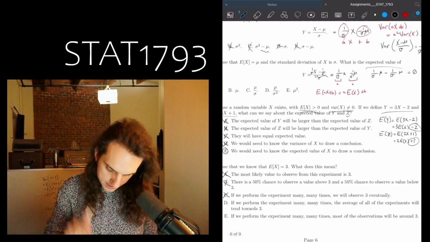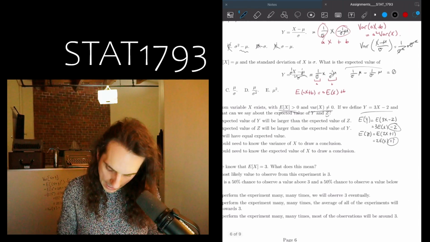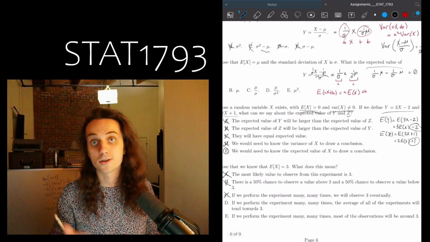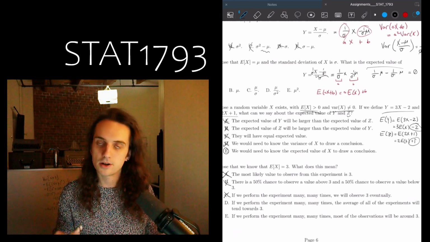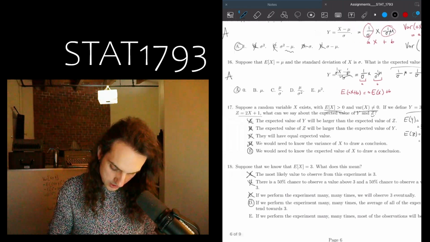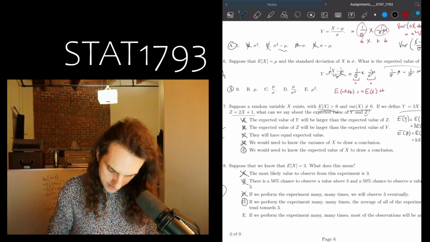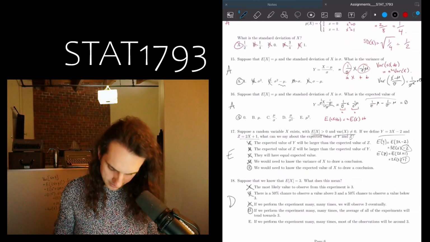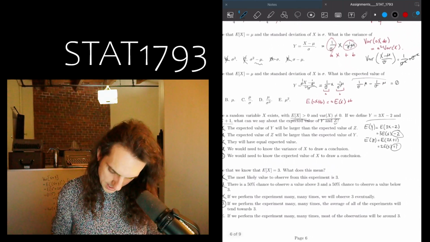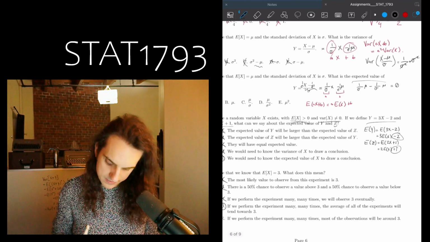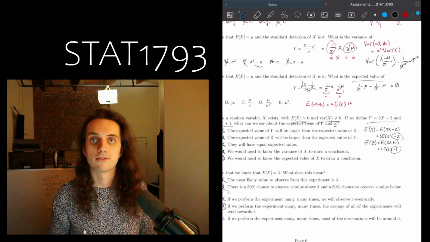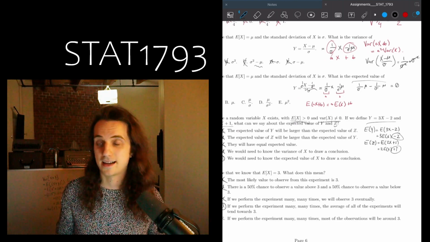If we perform the experiment many times, the average of all of the experiments will tend towards 3. That's just perfectly what our definition is. So we know D is going to be the correct option, right? But it's worth taking a look at what E is. If we perform the experiment many times, most of the observations will be around 3. This isn't going to be the case either, right?